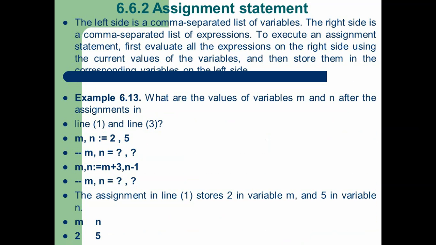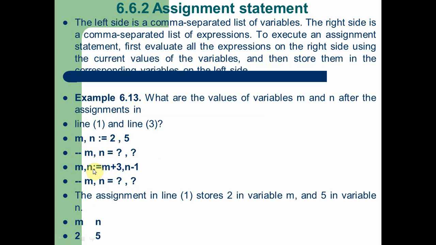Now we try to understand the assignment statement with an example. In the example you can see the values of variables m and n after the assignment. Here in line number 1 and line number 3, we want to identify the values. In line number 1, after executing the statement, the value of m is 2 and the value of n is 5.